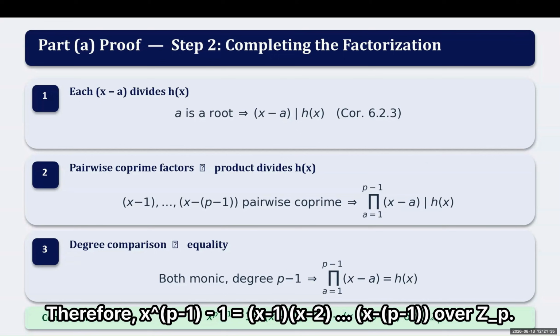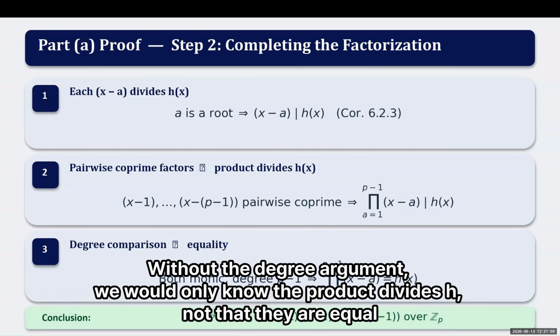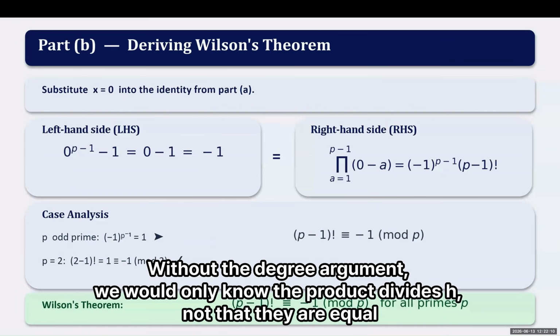Therefore, x to the p minus 1 minus 1 is equal to (x minus 1)(x minus 2) up to (x minus (p minus 1)) over G sub p. Step 3 is the moment where p minus 1 root witnesses get promoted to a complete factorization. Without the degree argument, we would only know the product divides h, not that they are equal.